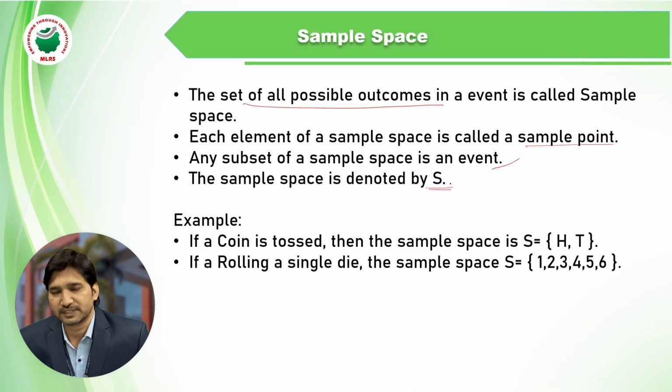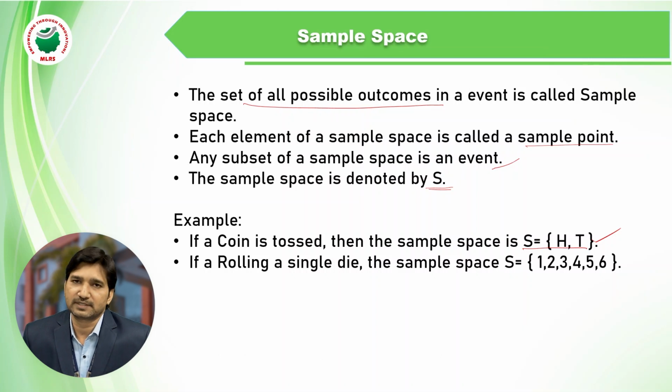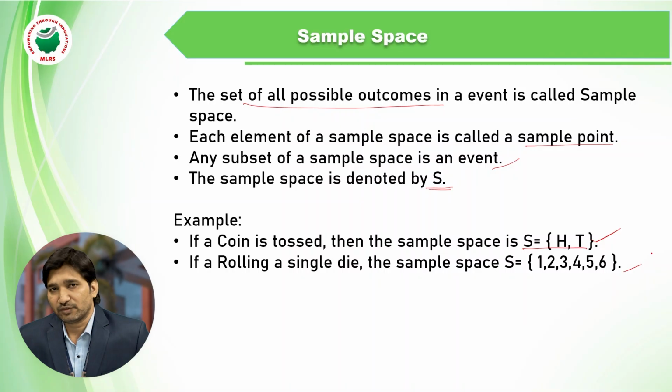The sample space is denoted by capital S. Example: if a coin is tossed, then the sample space is S equal to {H, T}, where the outcomes are head and tail. If you roll a single die, you will get the numbers 1, 2, 3, 4, 5, 6. That is S equal to {1, 2, 3, 4, 5, 6}.